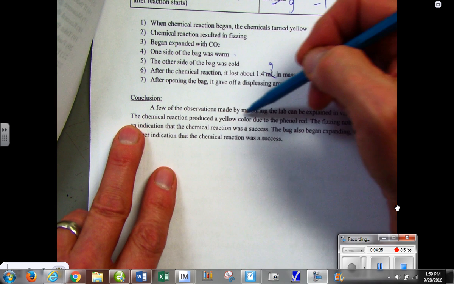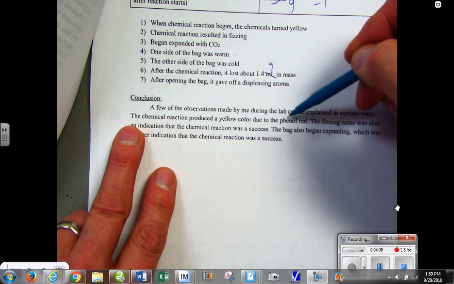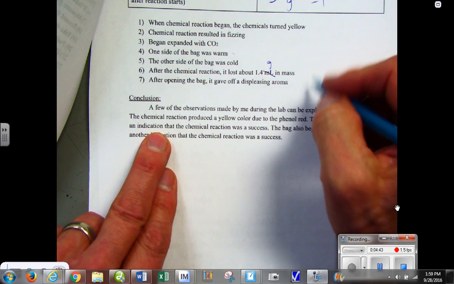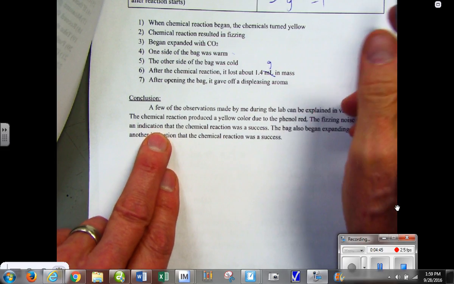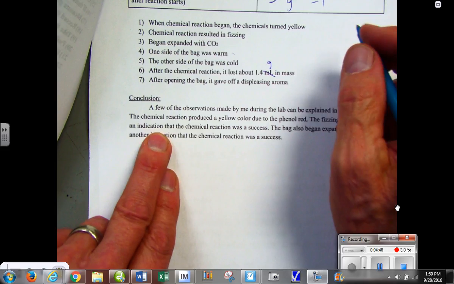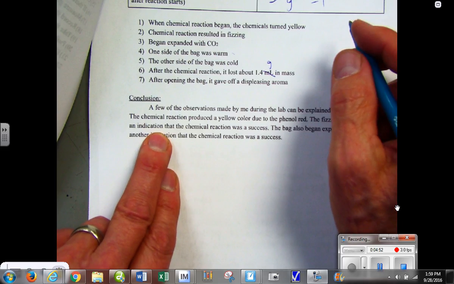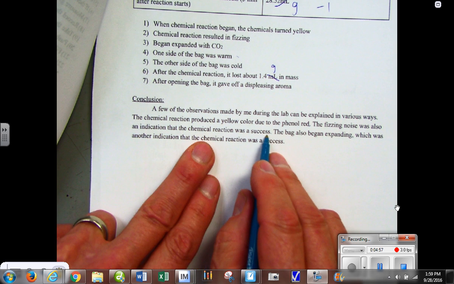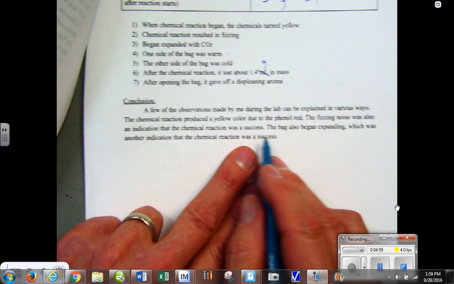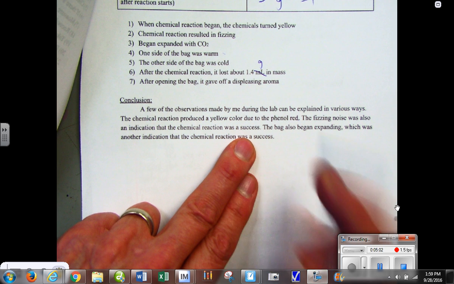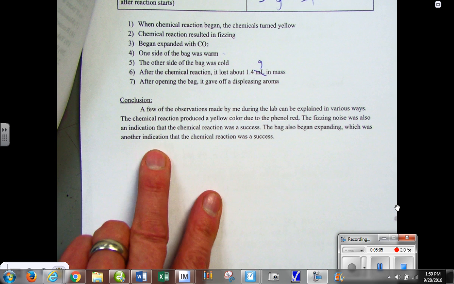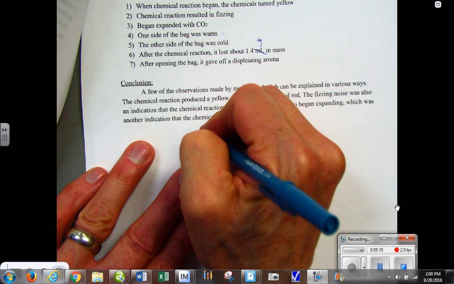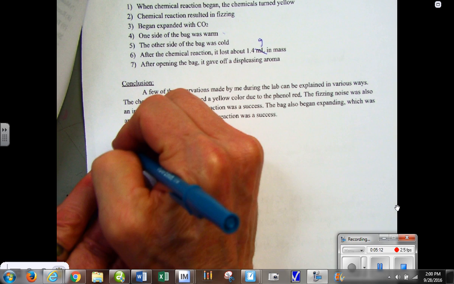Okay, conclusion. Few of the observations made by me during the lab can be explained in various ways. Chemical reaction produced a yellow color due to the phenol red. Okay, phenol red is an indicator that turns yellow in an acid and pink in a base. So the fizzing noise was the indication that a chemical reaction was a success, and it actually was a chemical reaction. Okay. The bag also began expanding, which was another indication the chemical reaction was a success. Now, you left out everything about the conservation of mass.